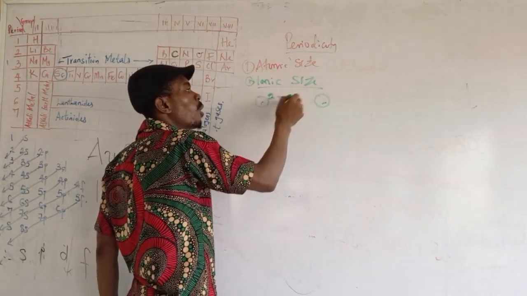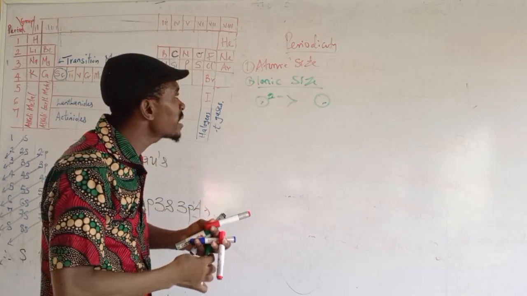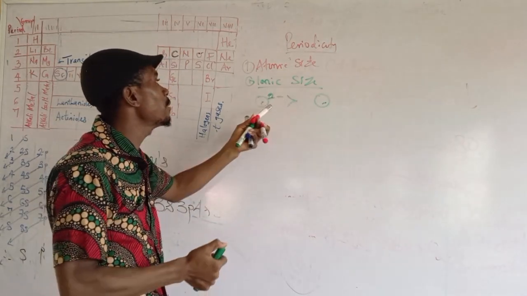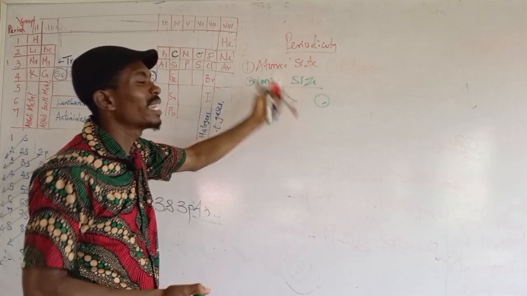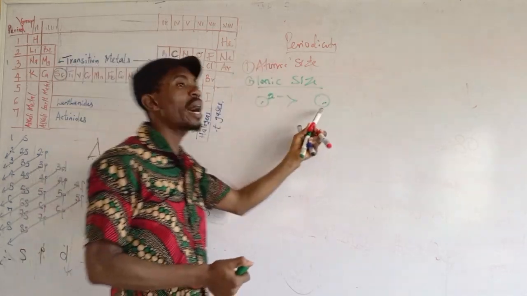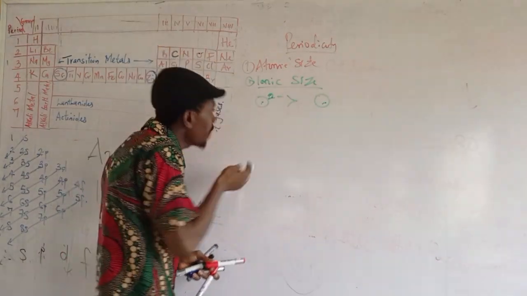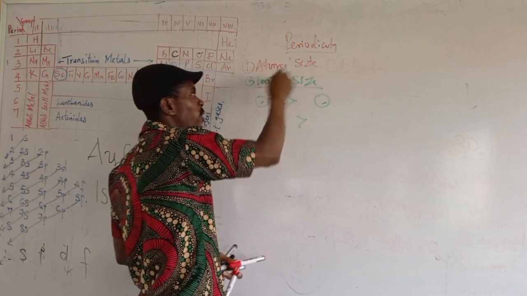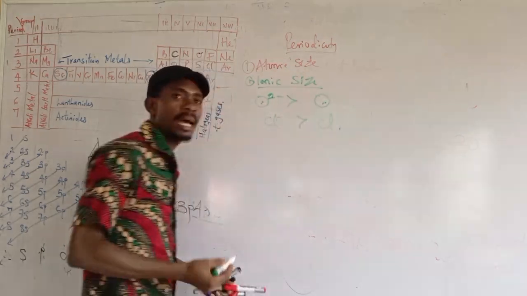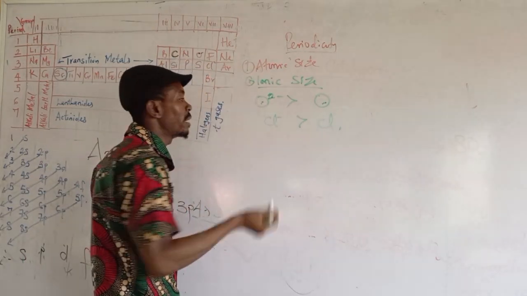The ionic form of non-metals have greater ionic size than their corresponding neutral atoms. That is for non-metals. So it therefore means that Cl minus is greater in ionic size than chlorine as a neutral atom. The reverse is obtainable for the metallic element.